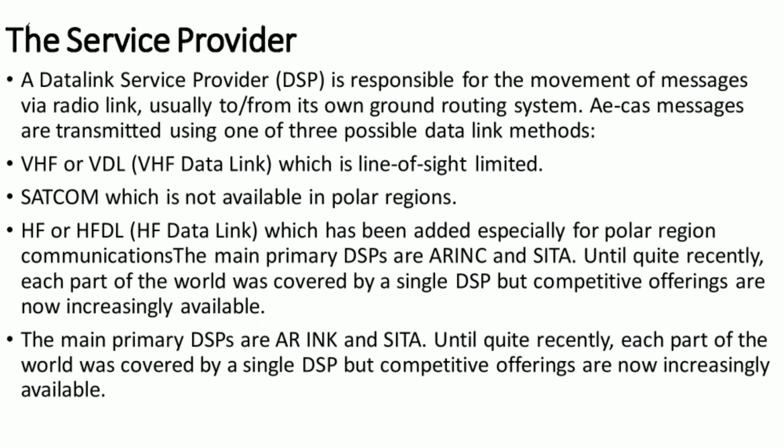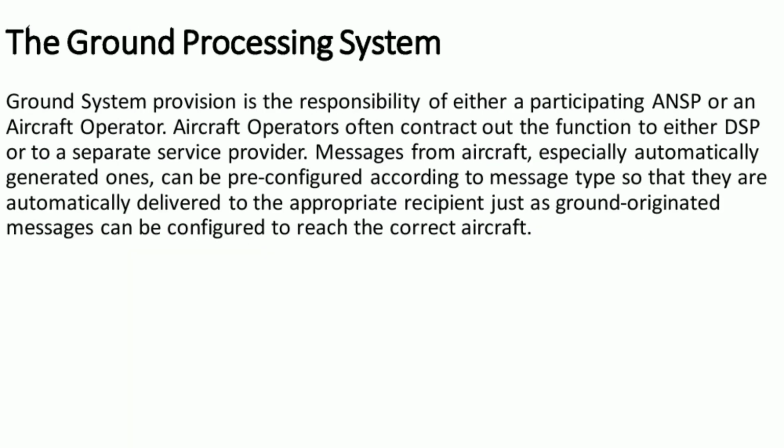ACARS messages are transmitted using one of three possible data link methods: VHF or VDL, VHF data link, which is line of sight limited. SATCOM, which is not available in polar regions. HF or HFDL, HF data link, which has been added especially for polar region communications. The main primary DSPs are ARINC and SITA. Until quite recently, each part of the world was covered by a single DSP, but competitive offerings are now increasingly available.